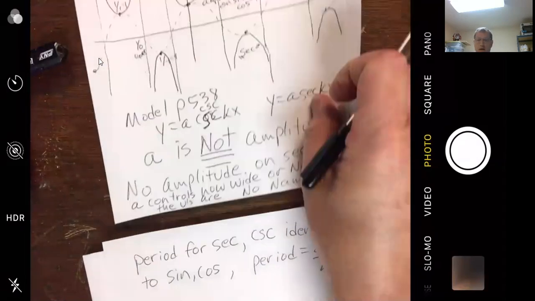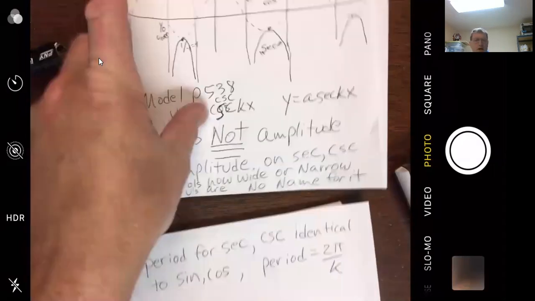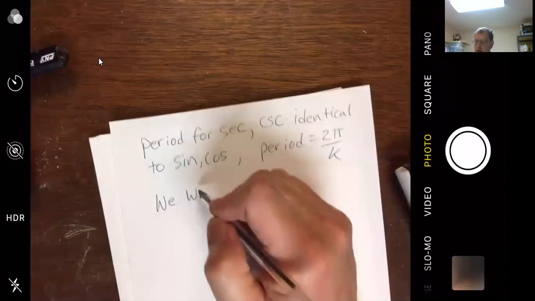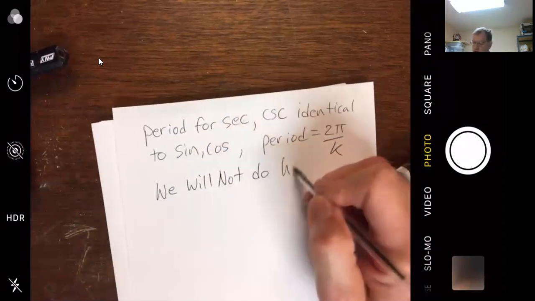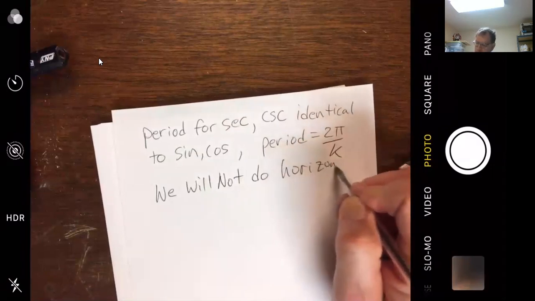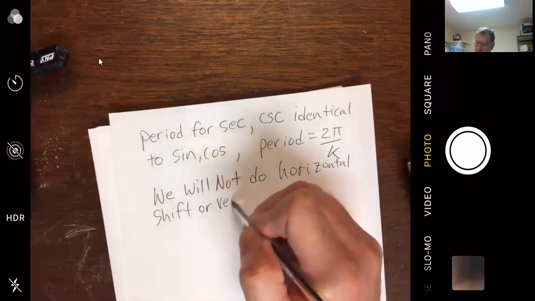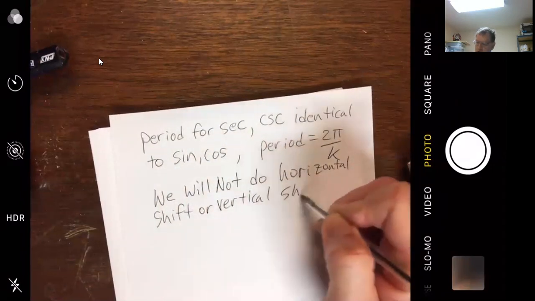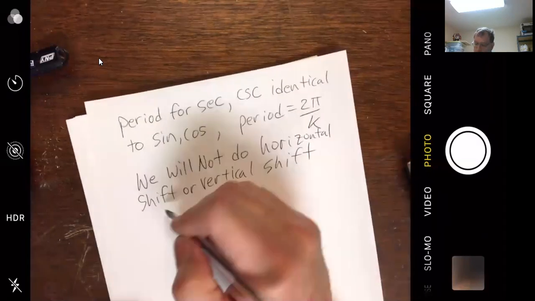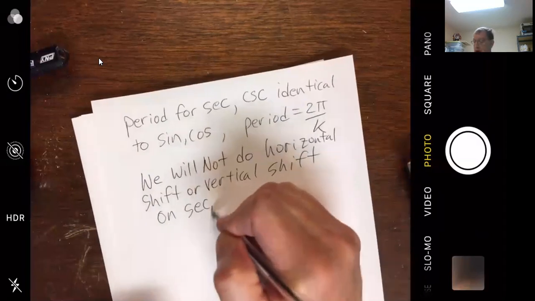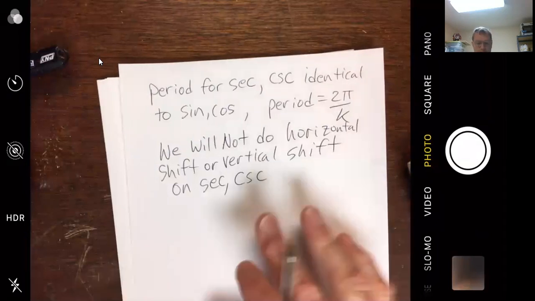We will not do horizontal shift or vertical shift. Don't thank me all at once. On secant, really on all four, or cosecant, we'll just pick one out of the book.